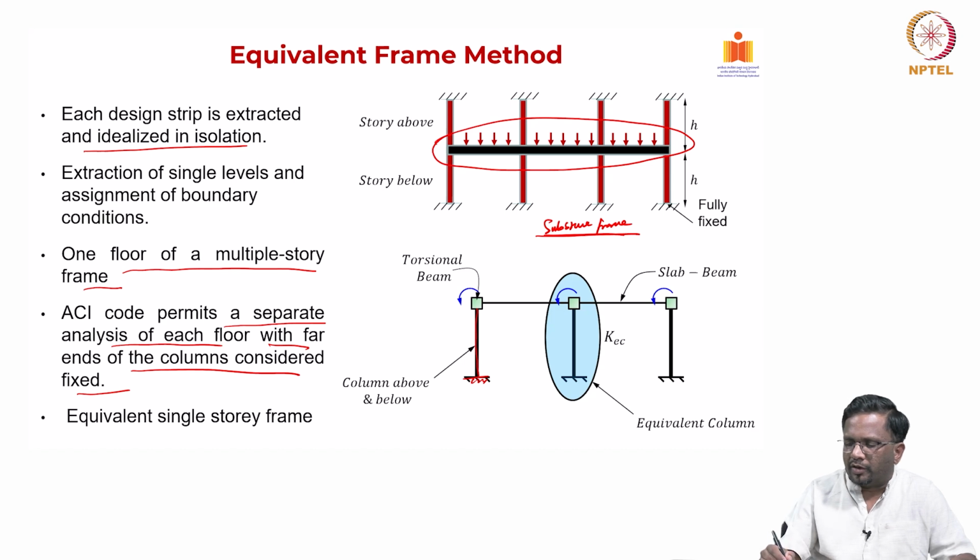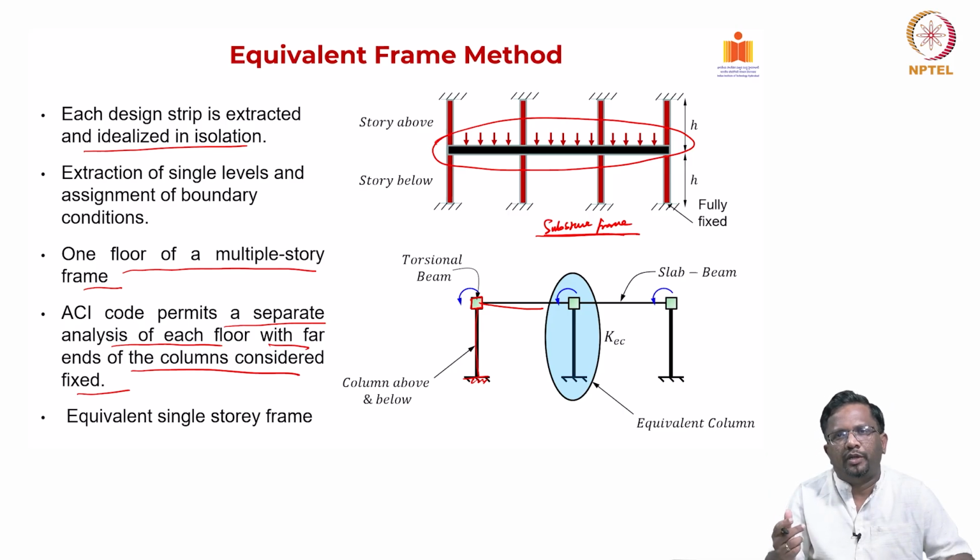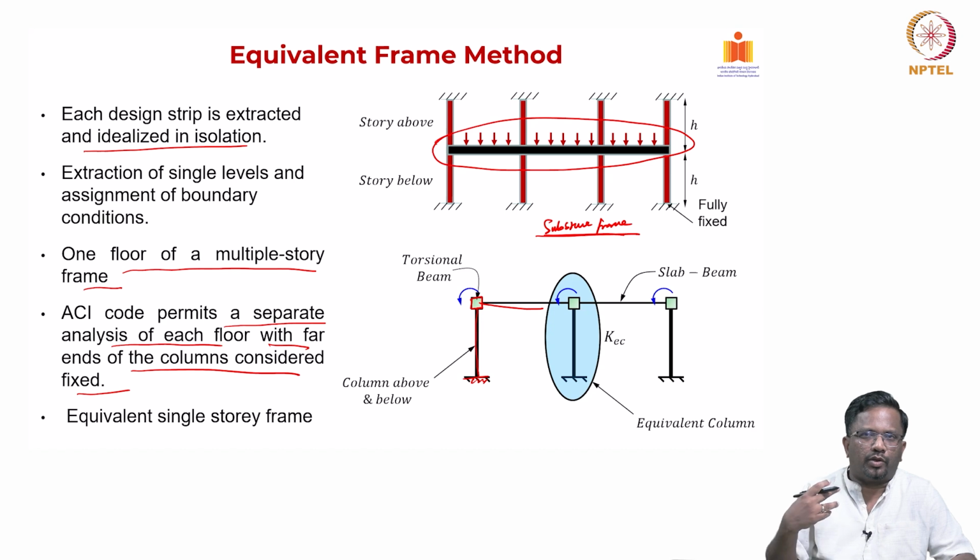In addition to that, if we have a beam that is running perpendicular to the frame, that beam also will act in torsion, because if this frame is rotating like this, the perpendicular member will be subjected to twist, that we have studied in the torsion chapter. So, the torsion stiffness of this orthogonal member also has to be included somehow in the stiffness of the members. Usually what we do is, we club the column above, the column below and the torsional beam as one thing, which is called an equivalent column.